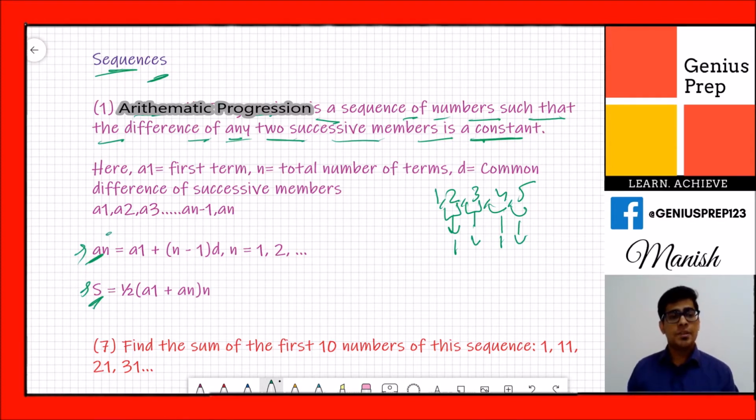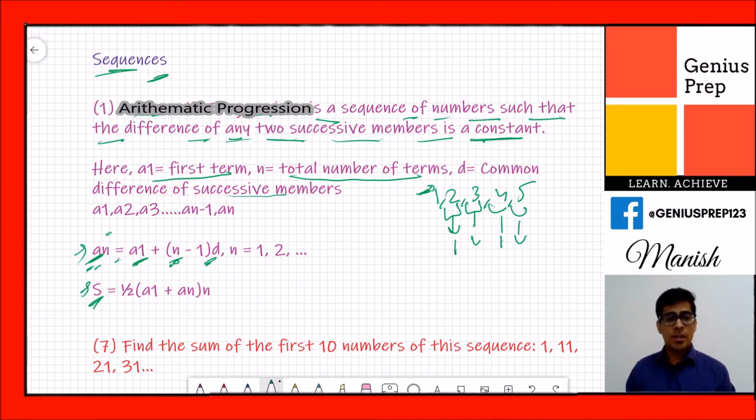So when we have to find the nth term of the series, the nth term will be a1 plus (n minus 1) times d. Here a1 is the first term of the series, n is the total number of terms, and d is the common difference of successive numbers.